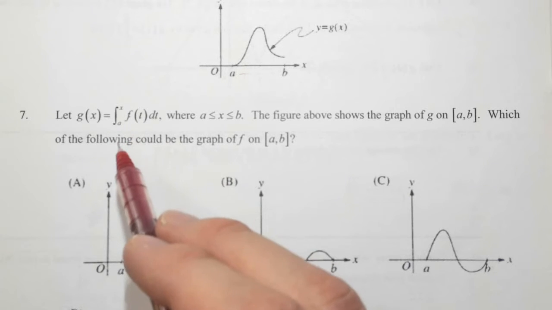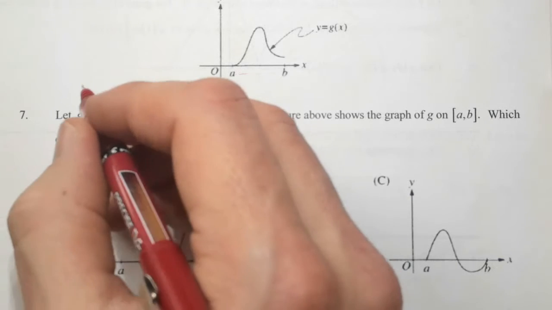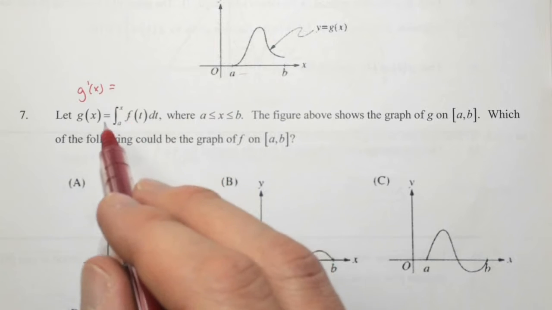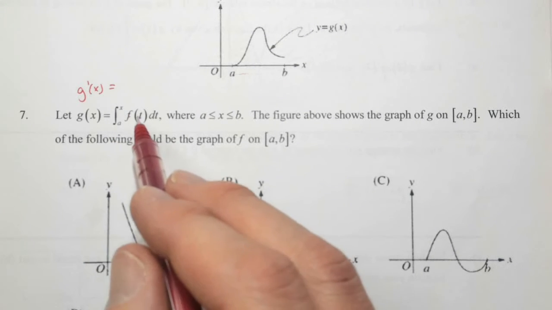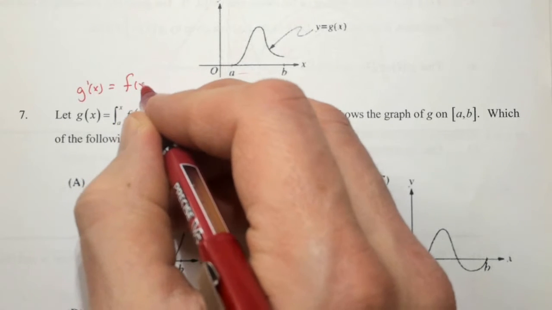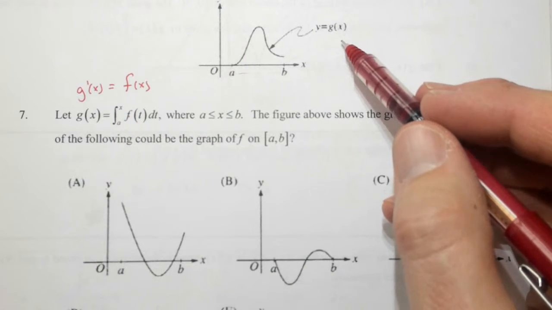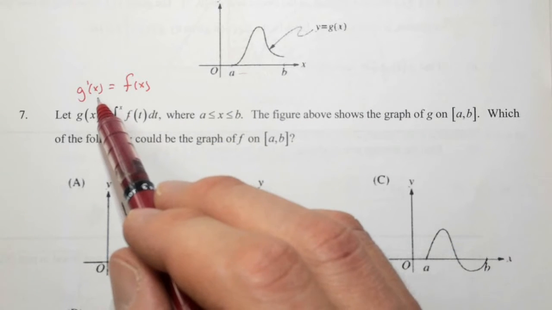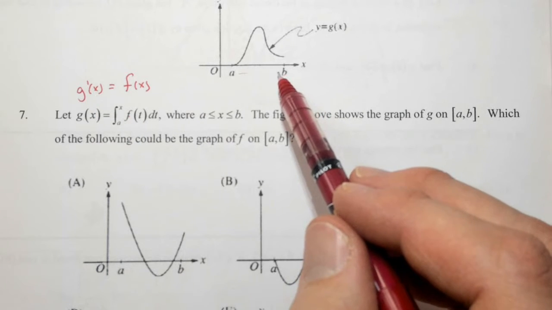Again, we're using our fundamental theorem of calculus. Can we get f of x? Yes, we can. If we take the derivative of g, that means we have to take the derivative of this side as well, which means we plug in x for t. So f of x is actually g prime. So we have the graph of g, and we're interested in the graph of f, but f is g prime, so we're really interested in the graph of the derivative of what we see right here.